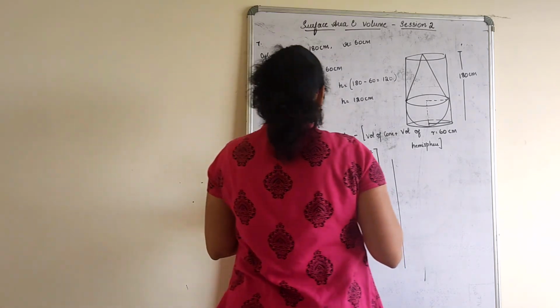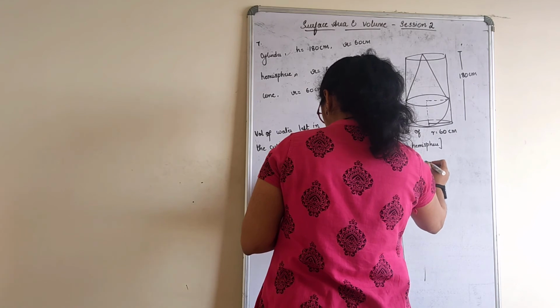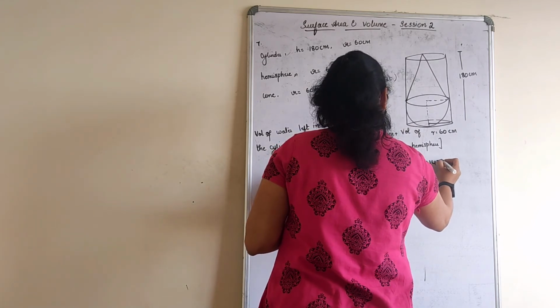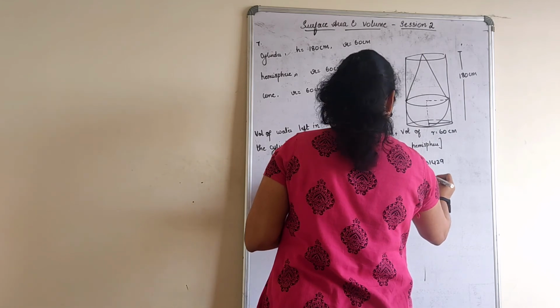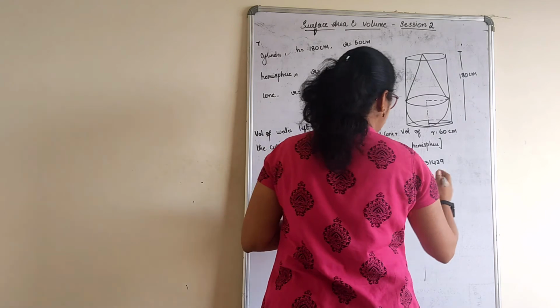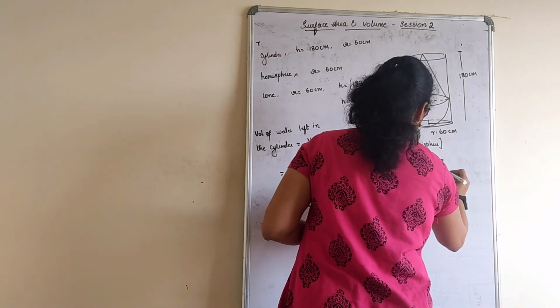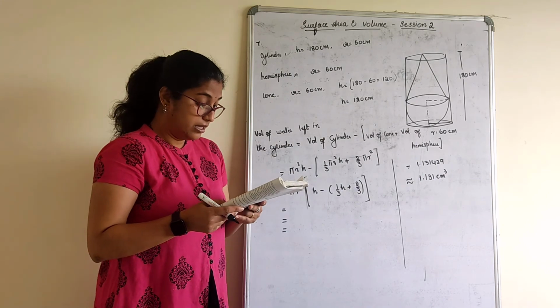I'll just give you the final answer here. What you will get? You will get it as 1.131429. Approximately you can shift the decimal to 1.131. It is whole in terms of centimeter, right? Centimeter cube. Okay. And the last one.